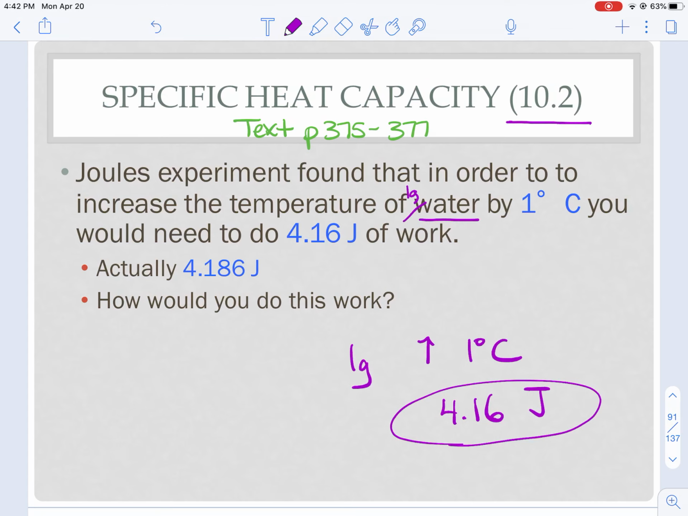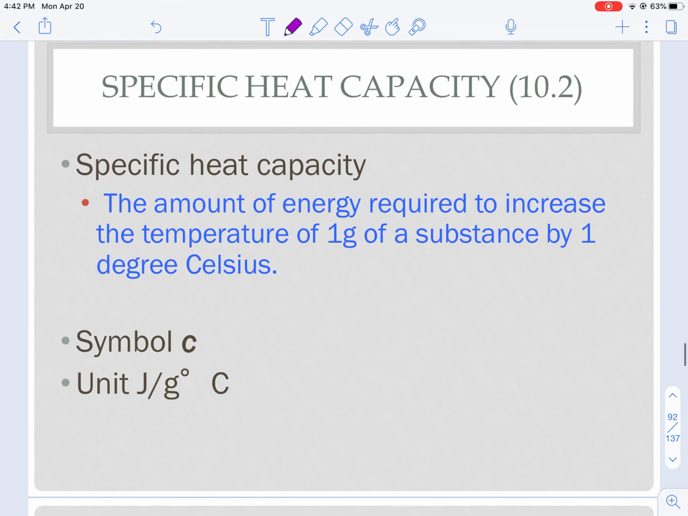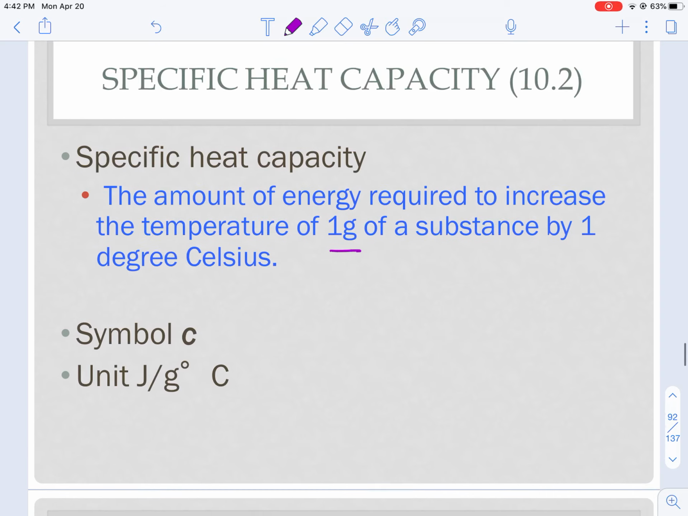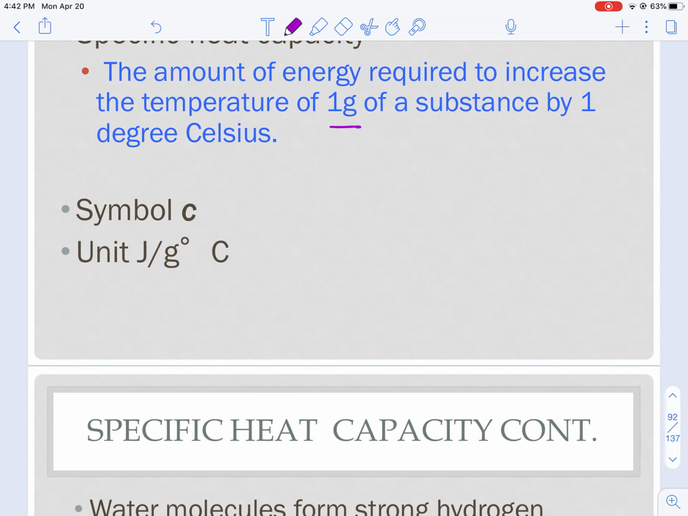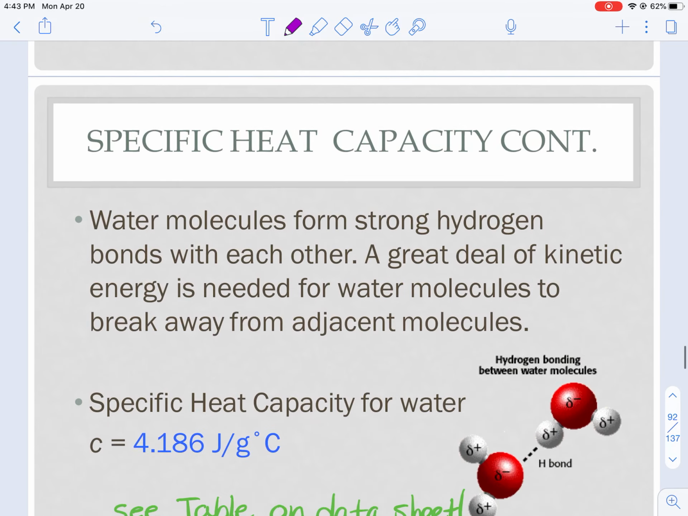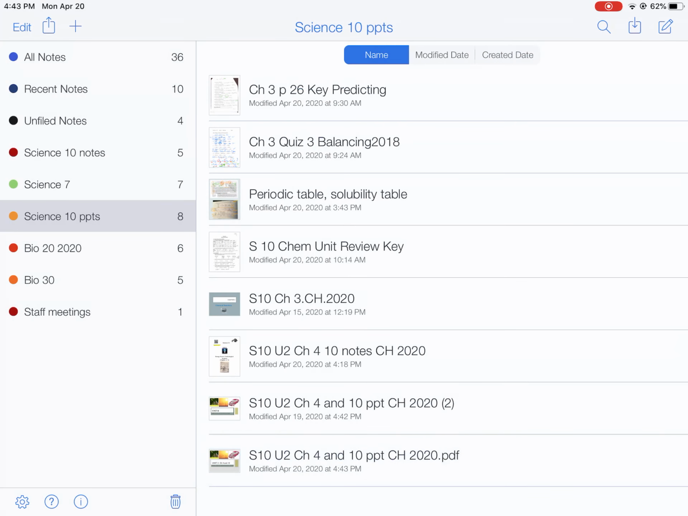I think the 1 gram of water part is missing here. Okay, it is found in here though. This is actually a calculated heat capacity, and we compare other things to water. The unit for specific heat capacity is a little c, that's the symbol, and the unit is joules per gram degree Celsius. The degree should be right here. Joules per gram degree Celsius is the unit for specific heat capacity.